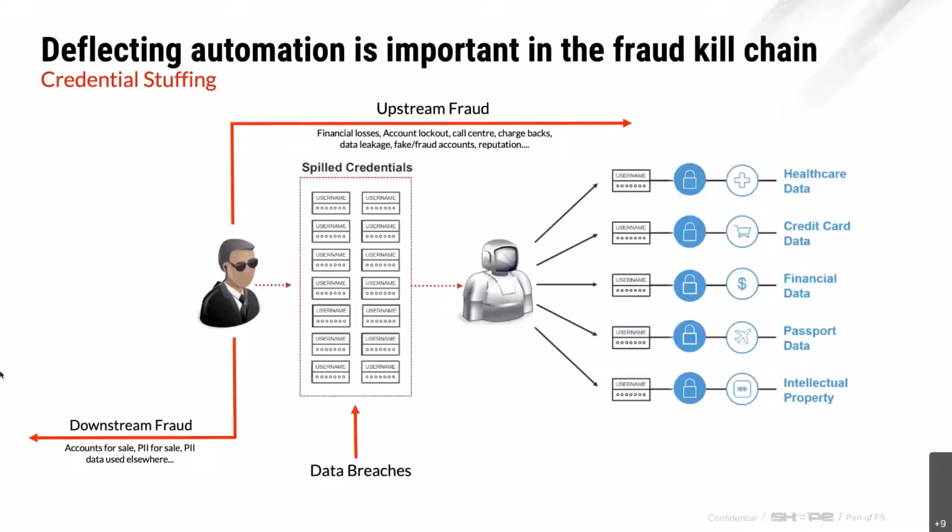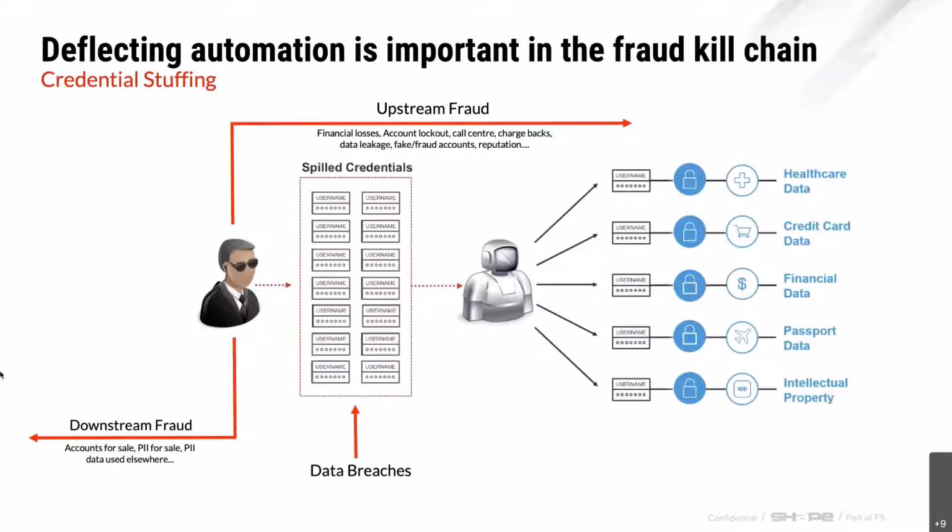So if they get accounts from your site, that causes you problems and your users problems, maybe account lockout, maybe financial losses, maybe call center usage goes up, maybe there are chargebacks, etc. But there's also downstream fraud. Just because automation hits your site, the output of that automation may not be used on your site. It may be used downstream elsewhere on other sites.